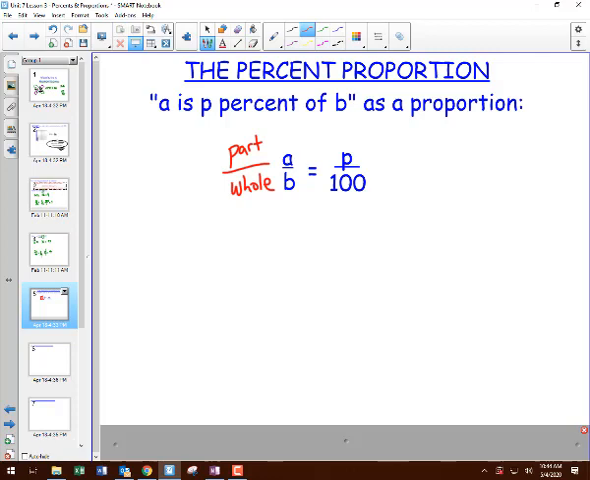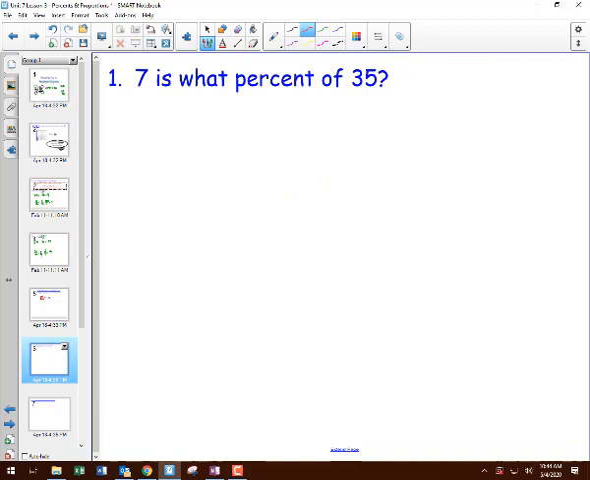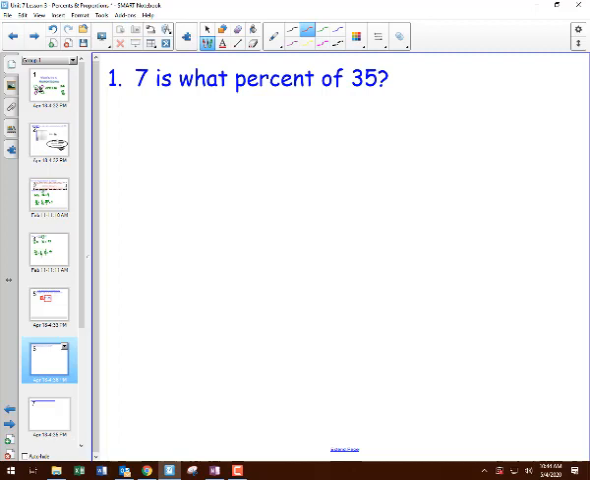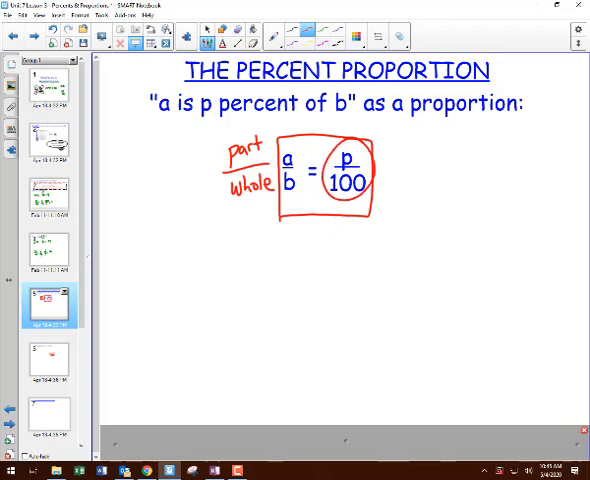I'm going to jump right in, and I'm going to flip back to the previous page here. Let's take a look at something right here and just see what we need to identify as the part and the whole. 7 is what percent of 35? Now remember, we're working with proportion, so we are going to set up a proportion, but we're just going to involve percents. We're trying to find a percent, so we know right away there's going to be some number out of 100. If you remember, that was this part right here. We're trying to find a percent, so that number is going to be out of 100.